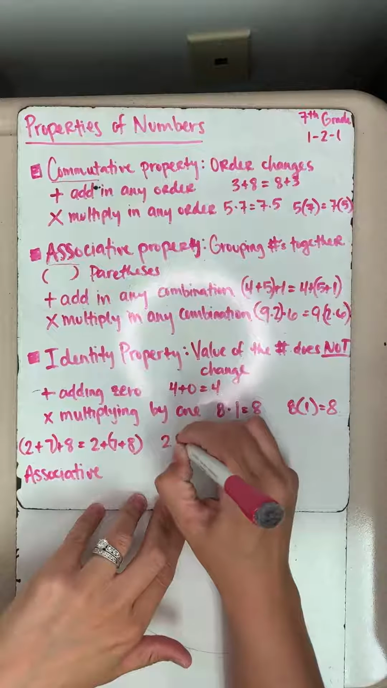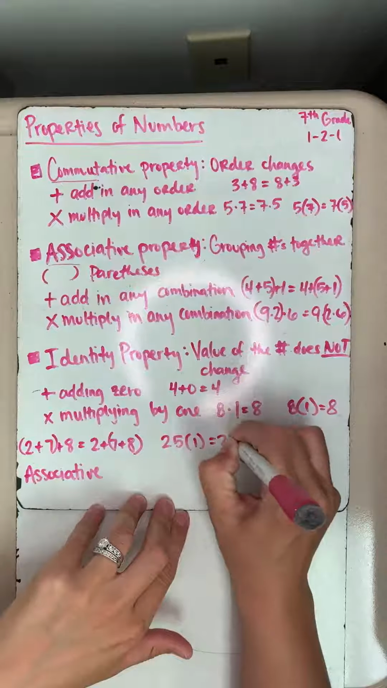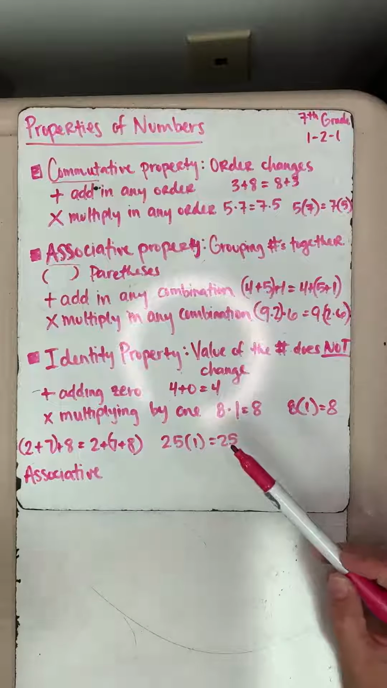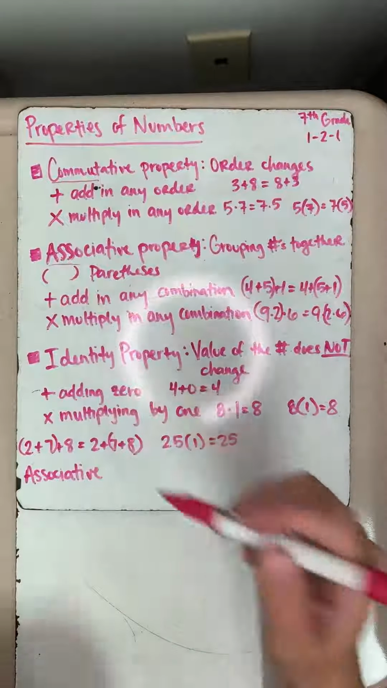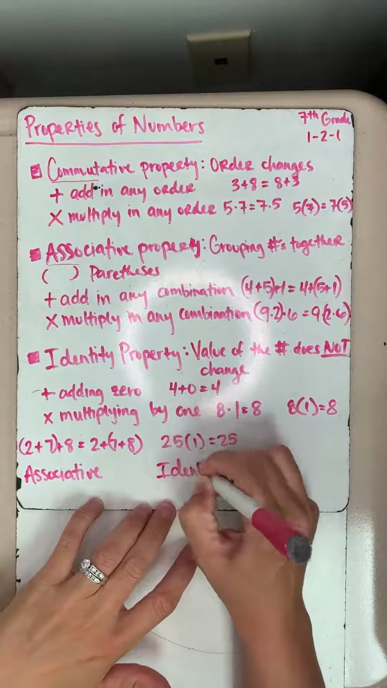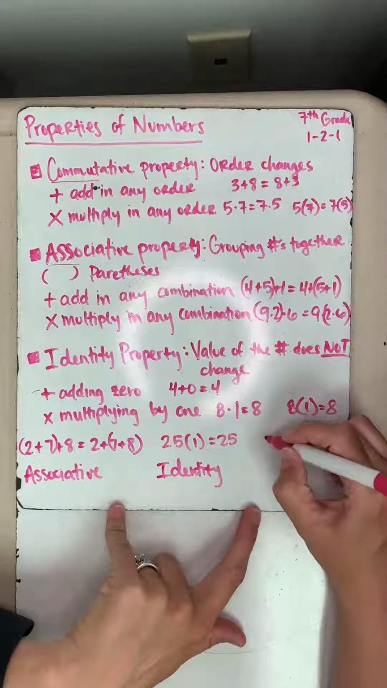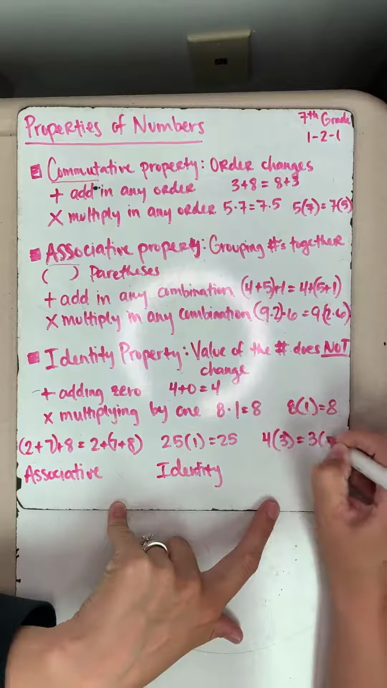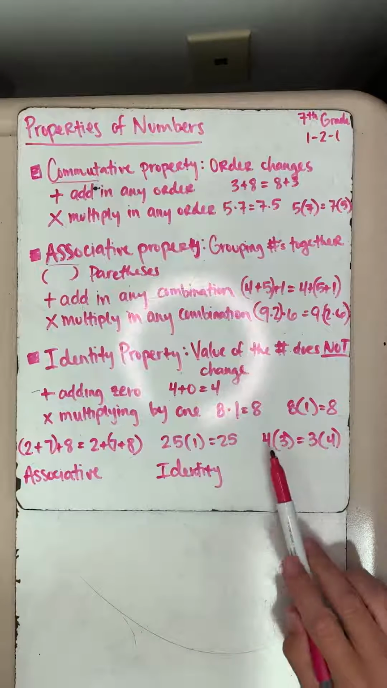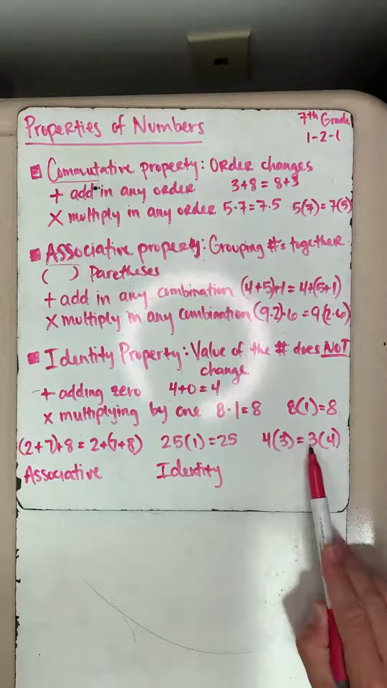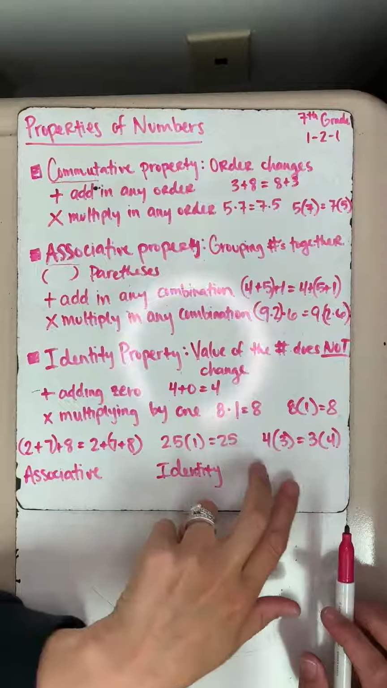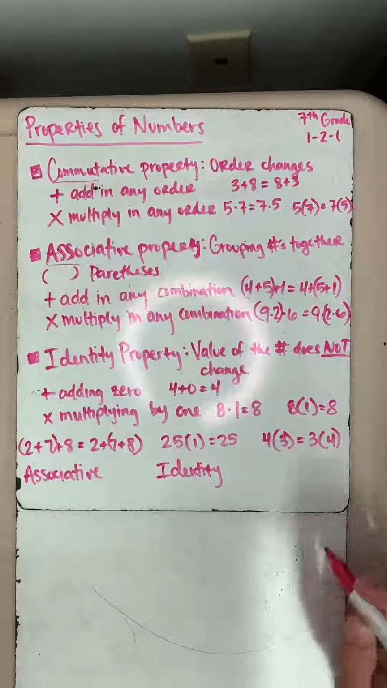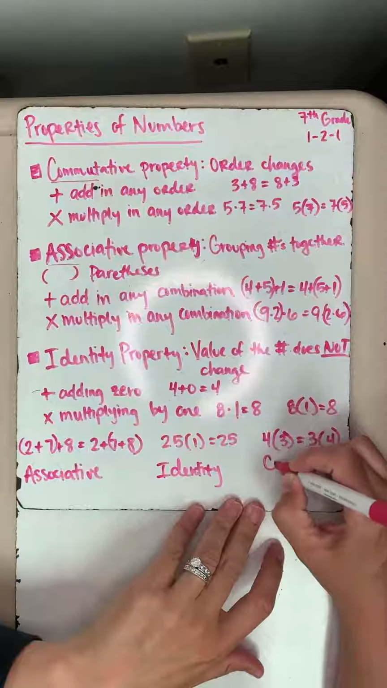The next one, you'll notice that 25 times 1 is still equal to 25. Our value did not change. So that's going to be the identity property. And then this last one, what this is really saying is 4 times 3 is equal to 3 times 4. So in that example, we've changed places. It's like those cars switching orders on their commute to work. That is our commutative.